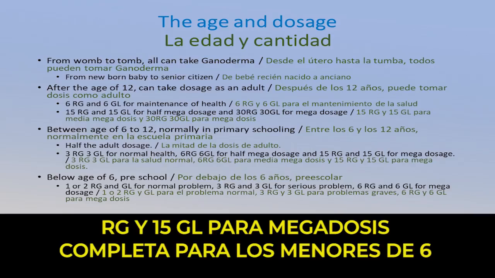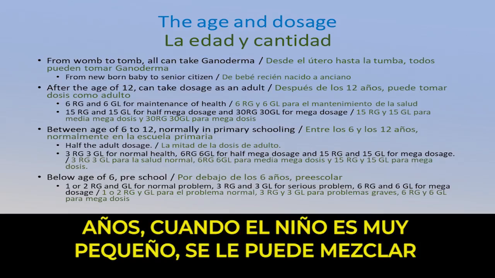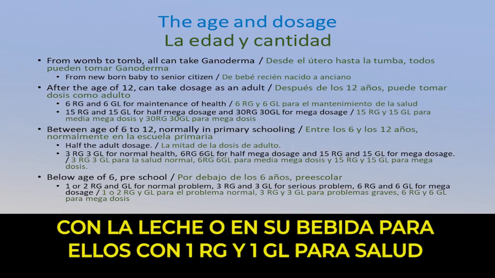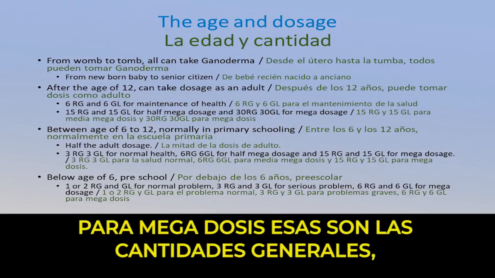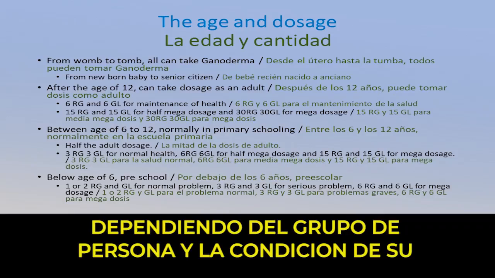For those below the age of 6, sometimes when the child is very small, we can mix it into the milk or drink for them. Maybe 1 or 2 Rg and Gl for normal problems, 3 Rg and 3 Gl for serious problems, and 6 Rg and 6 Gl for the mega dosage. So these are the general dosages, depending on the group of people and the body condition.